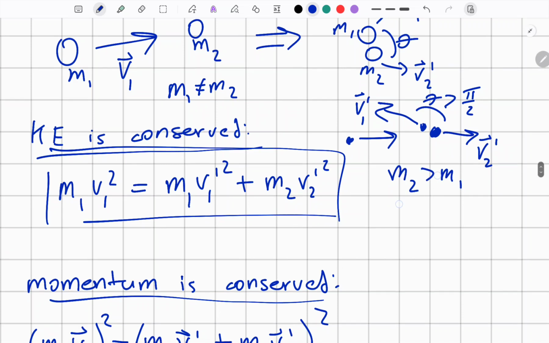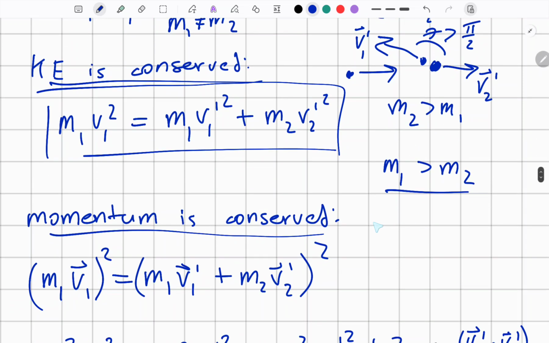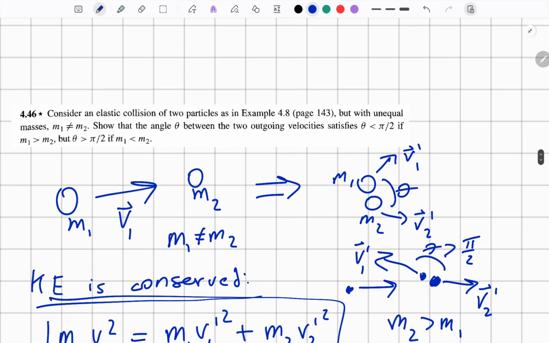Now you can have m1 greater than m2. You have m1, just drawing it bigger to show that it's greater. It's going to collide with mass 2, and the angle between these, theta, is going to be less than pi over 2. That's what we're representing. That's what the question asked us to confirm, and we have gone ahead and shown all of that.